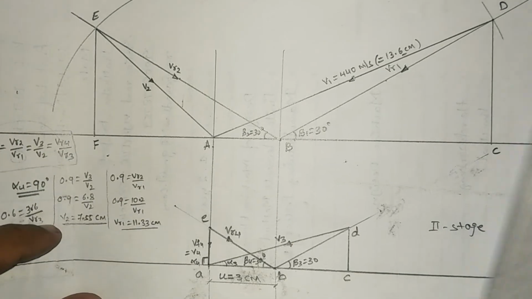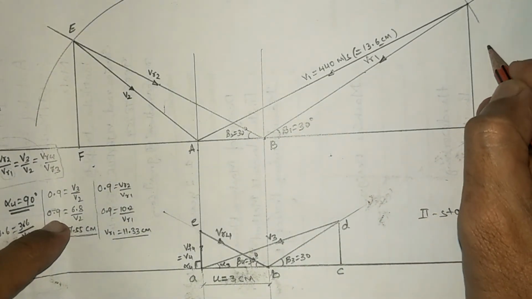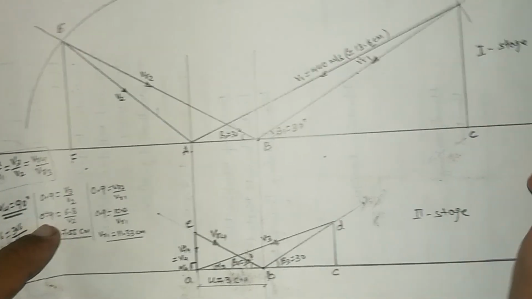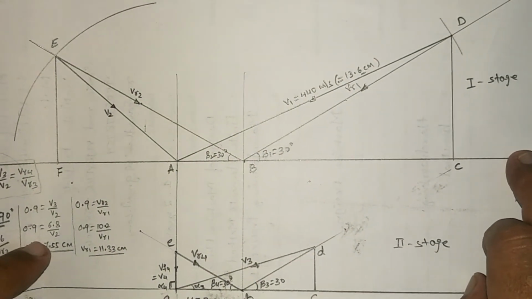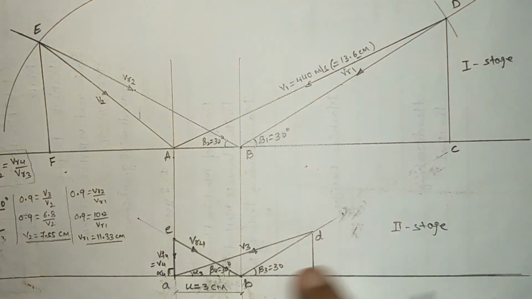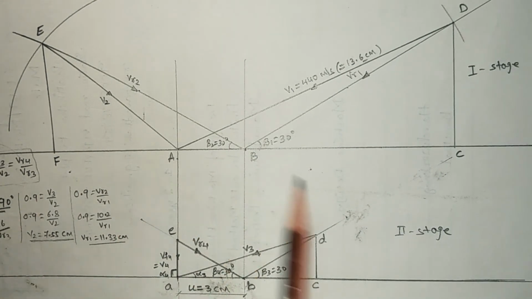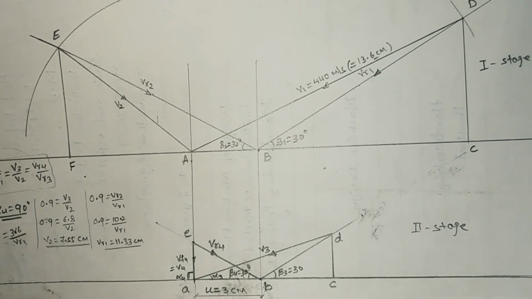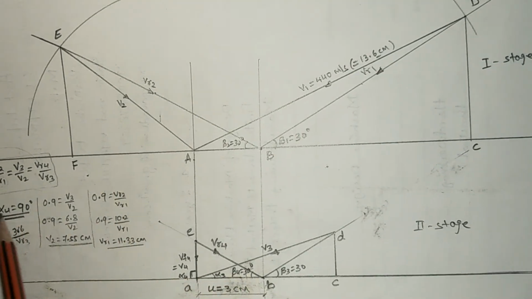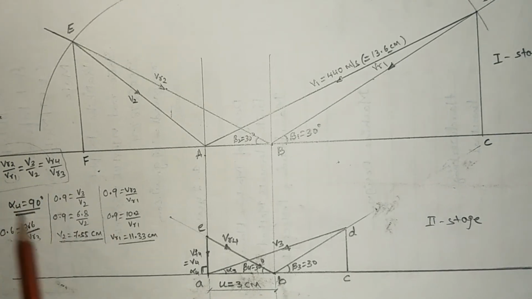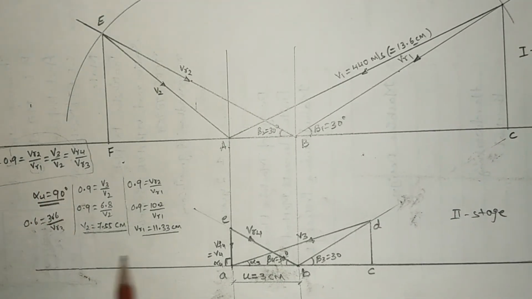So this velocity triangle is the first stage, stage 1. And below that we have drawn the second stage velocity triangle. These equations, the relations on the left side, are very important while solving this problem, especially the CB relation.